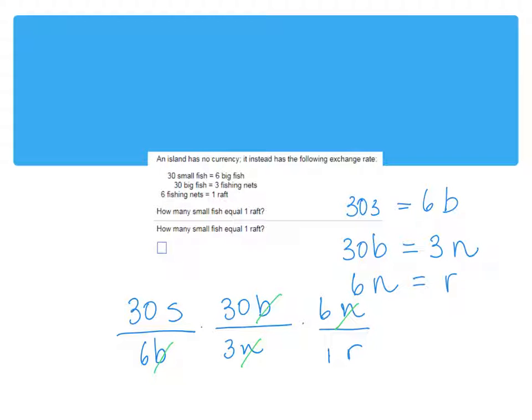So you can multiply straight across. What do you get? And then I want you to multiply straight across in your denominator. What do you get? So how many small fish equal 1 raft?